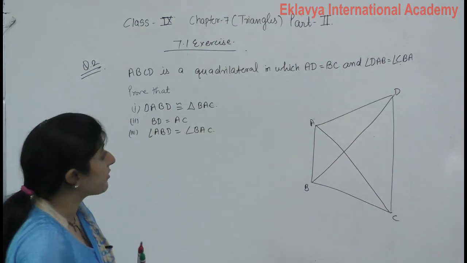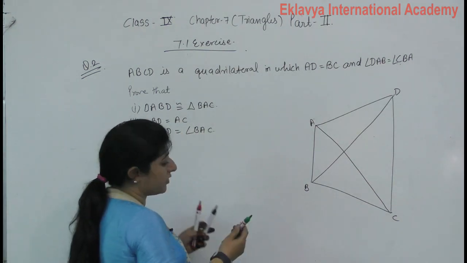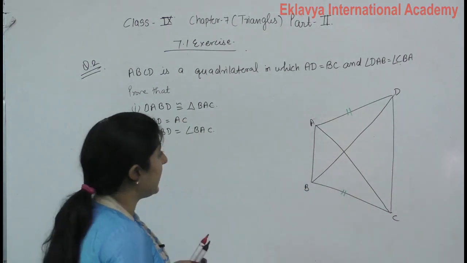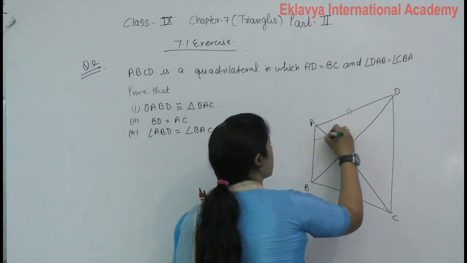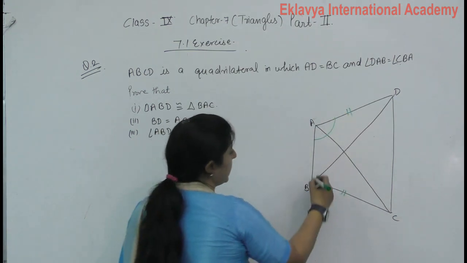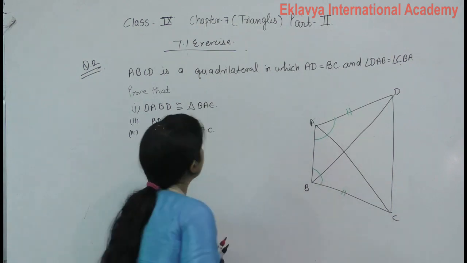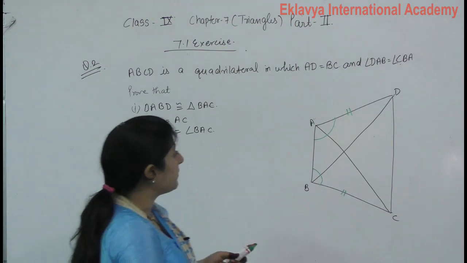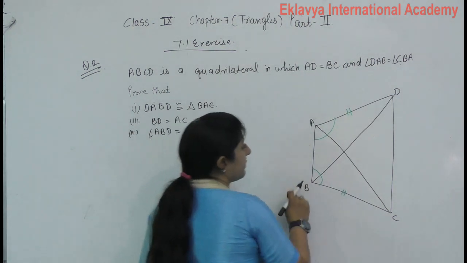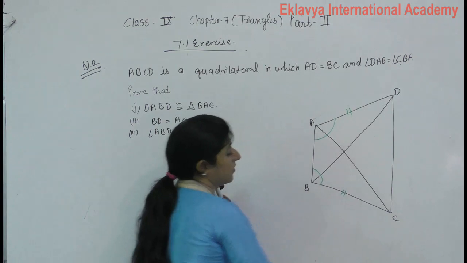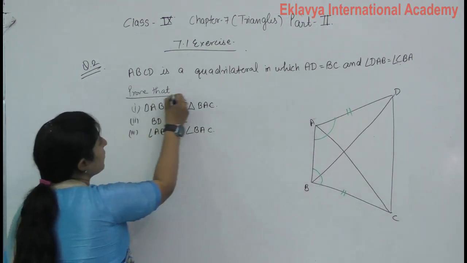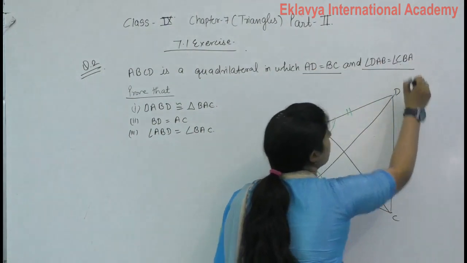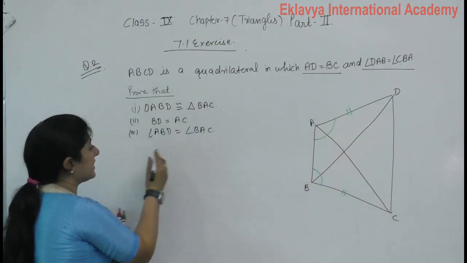Now see, ABCD is a quadrilateral in which AD is equal to BC. DAB means this angle is equal to CBA, this angle. They are equal. Show that triangle ABD is congruent to triangle BAC. Now see, given and to prove you can write down like this. Now the solution.